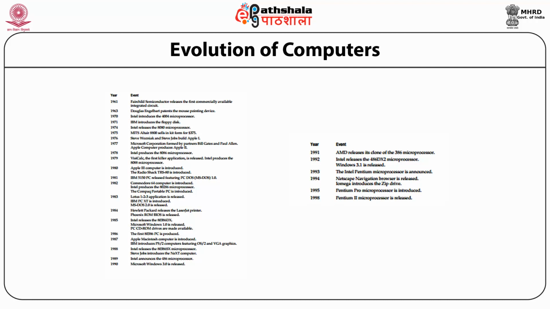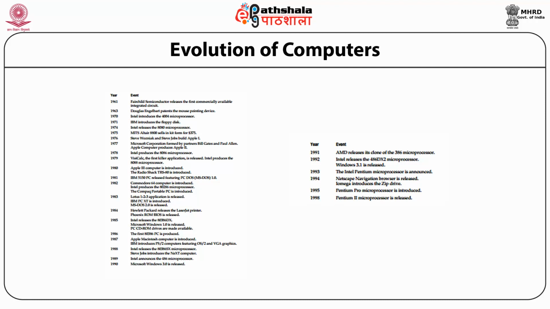1988, Intel releases the 80386SX microprocessor. 1988, Steve Jobs introduces the NeXT computers. 1989, Intel announces the 486 microprocessor. 1990, Microsoft Windows 3.0 is released. 1991, AMD releases a clone of the 386 microprocessor.